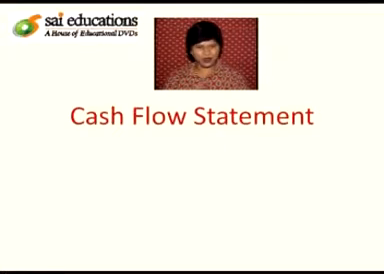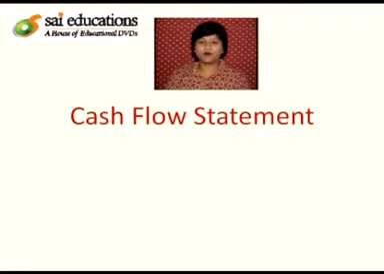Cash flow statement. In this session, we are going to learn how the cash flow statement is prepared. What are the uses of cash flow statement? As in the previous session, we have understood that there are two types of financial statements, that is, the position statement and the income statement. But there is also a third very important financial statement which is known as cash flow statement. And this cash flow statement tells us the inflows and the outflows of the cash and cash equivalent.